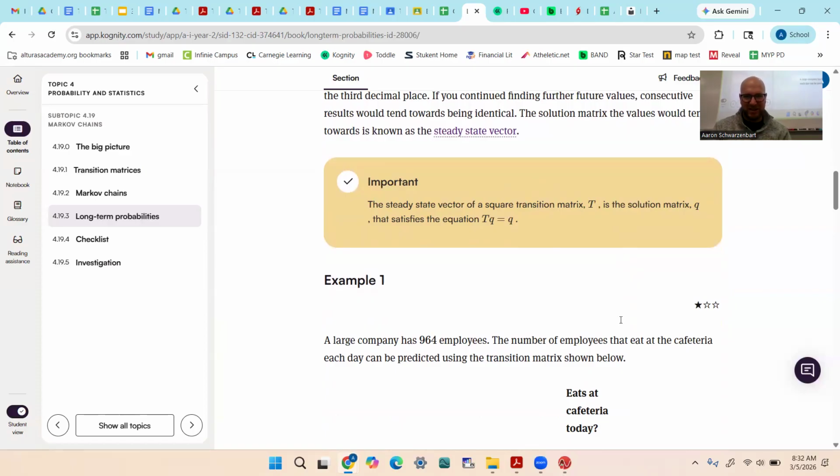The steady state vector of a square transition matrix T is the solution to the matrix Q that satisfies the equation TQ equals Q, meaning your transition matrix is no longer changing it, essentially. That makes sense?